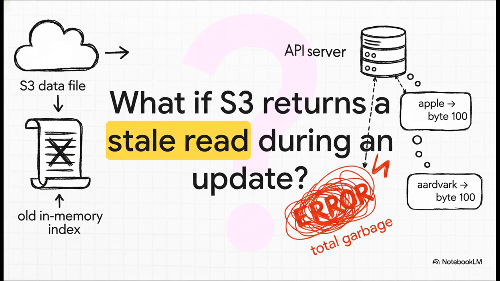What happens if an API server is still holding the old in-memory index, but you swap out the S3 data file? Say the old index points to byte 100 for the word apple, but in the new file, byte 100 lands right in the middle of the word aardvark. The user gets total garbage data.